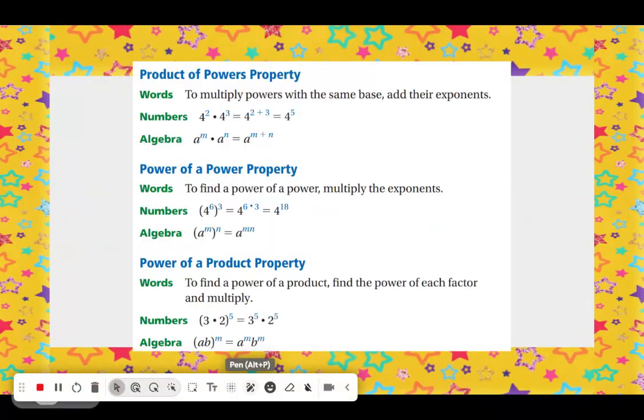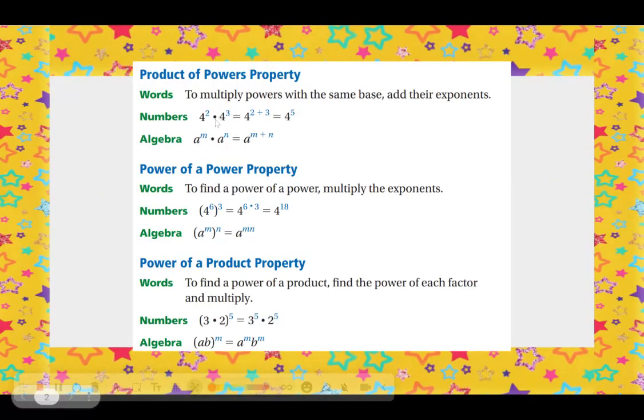Just as a reminder, to multiply powers of the same base, you add their exponents. So 4 squared times 4 to the third is 4 to the fifth.